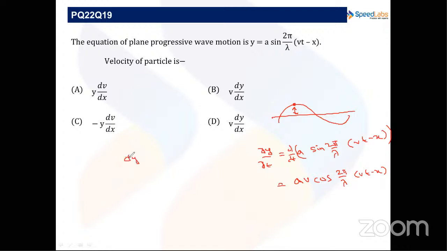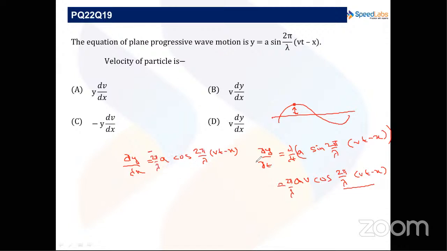So del y by del x, basically with respect to x, start differentiating it. So what do we get? A, then sin theta becomes cos theta. Did I do the differentiation wrong? V into 2 pi by lambda will also be there. This constant will come out and nothing attached with x will come out. This is dy by dx: a cos 2 pi by lambda (vt minus x) into 2 pi by lambda. 2 pi by lambda will come out and a minus will also come.